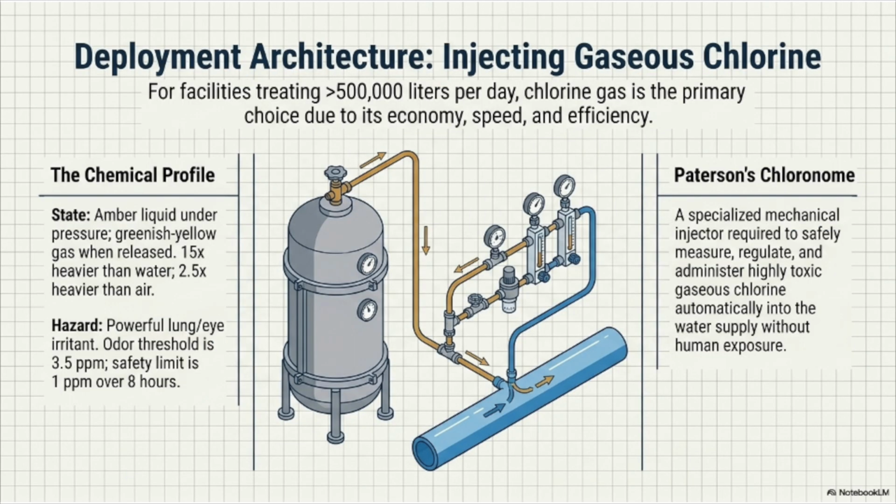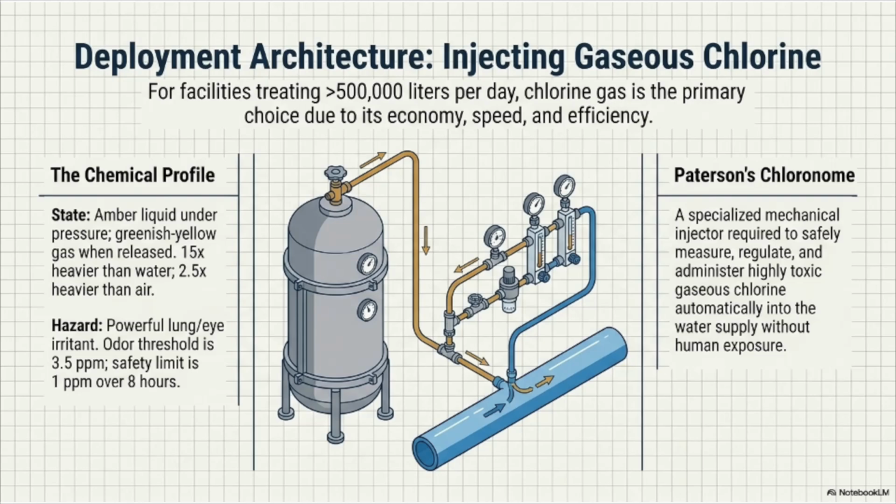For large facilities treating more than 500,000 liters per day, chlorine gas is the primary choice due to its economy, speed, and efficiency. In terms of its chemical profile, chlorine exists as an amber liquid under pressure and becomes a greenish yellow gas when released, being 15 times heavier than water and 2.5 times heavier than air.